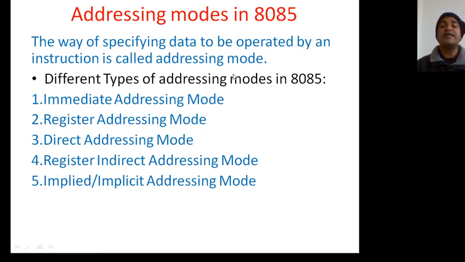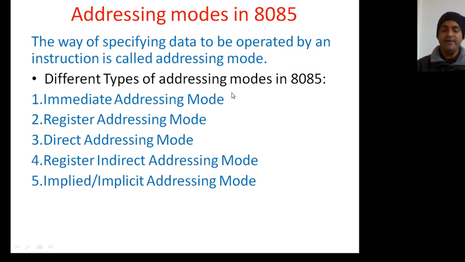It means the data which you are processing, where it is available: inside a memory location, in direct memory location or in indirect memory location, or that is immediate data, or it is available inside registers. In this way you can divide into 5 addressing modes. Very first one is immediate addressing mode, then register addressing mode, direct addressing mode, register indirect addressing mode, implied or implicit addressing mode.